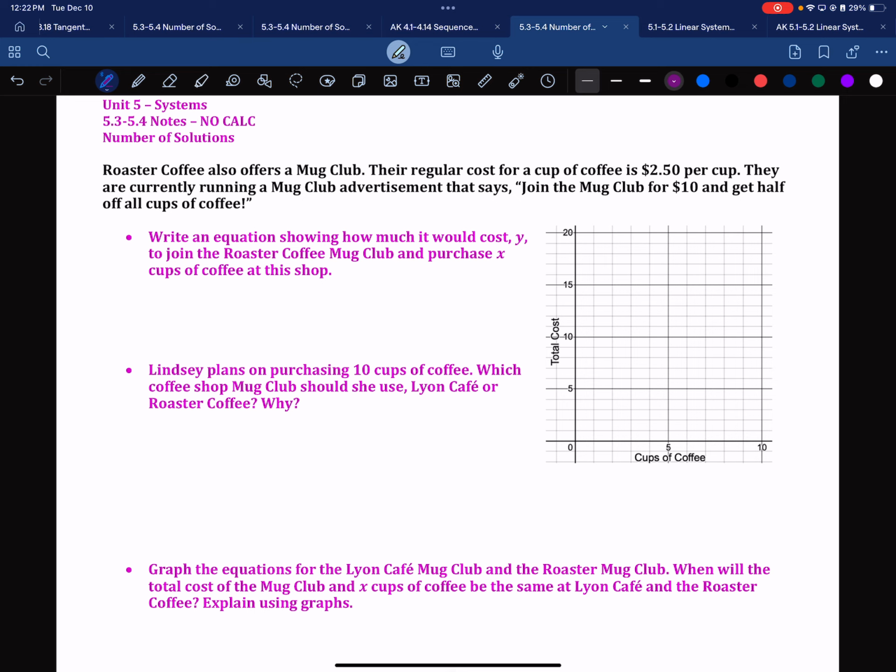Make your, on this graph, bring down the one that is for the mug club. Like, graph that line again on this graph for the mug club. For the other one? For the other one, yeah.